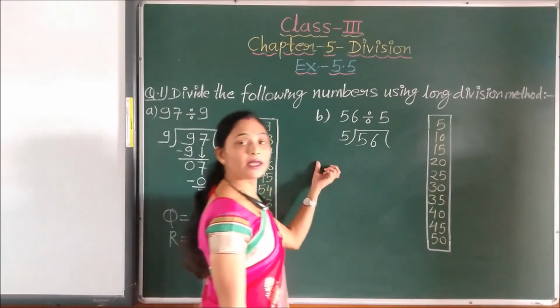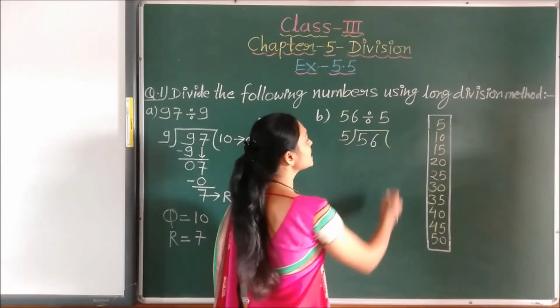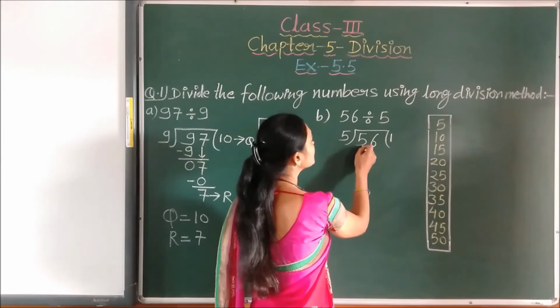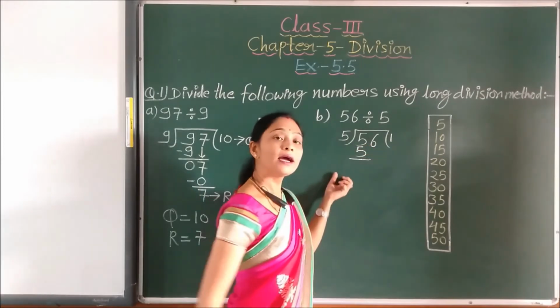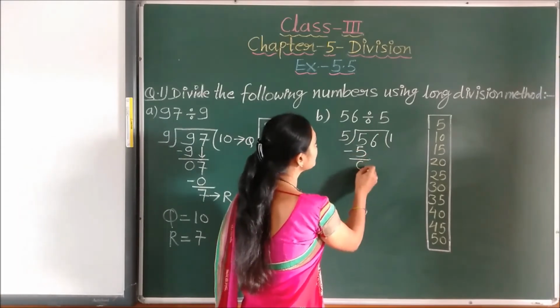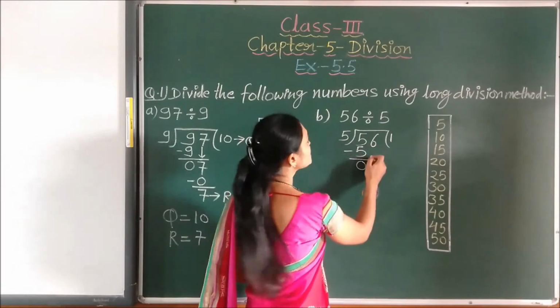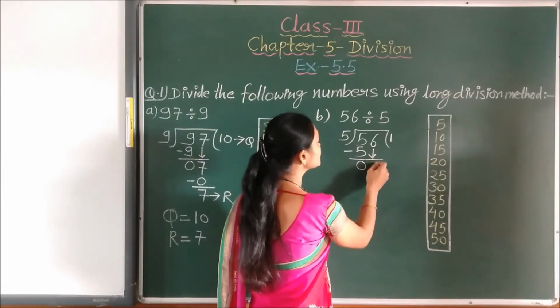Now we will see this one. Here we have to divide 56 by 5. So 5 ones are 5. This 5 we will write here and subtract. So 5 minus 5, 0. Now we have to bring this 6 down. So we will write the 6 here.